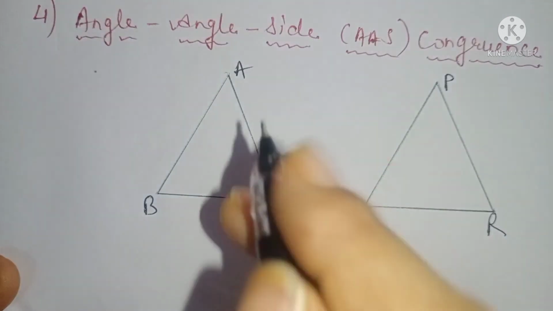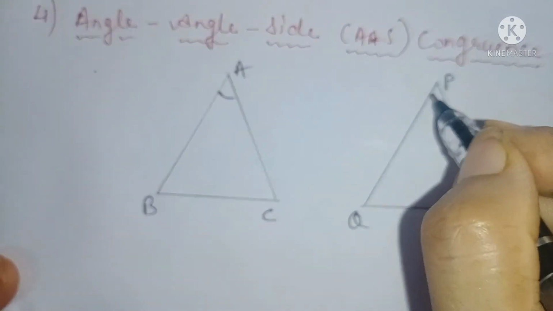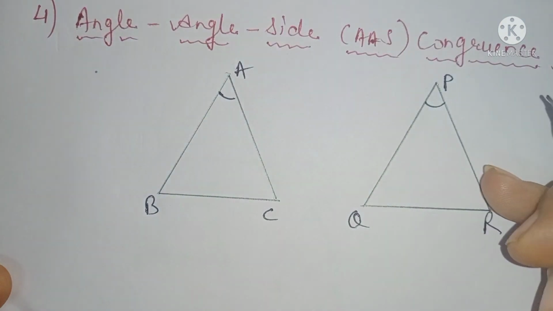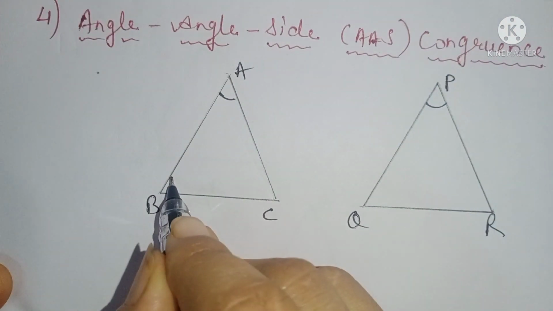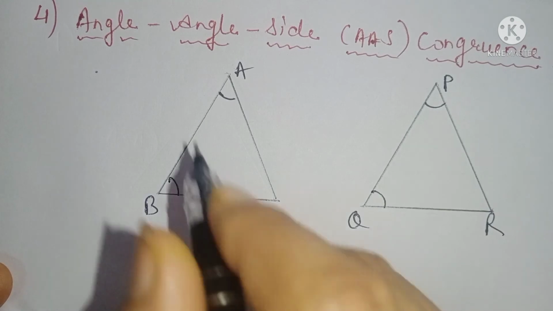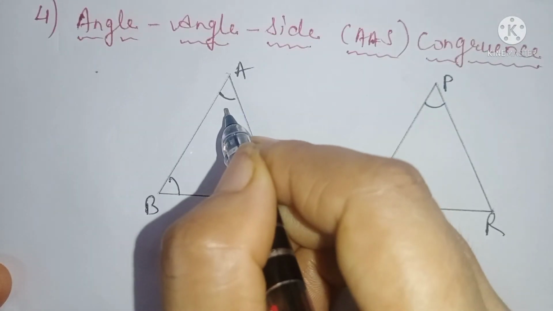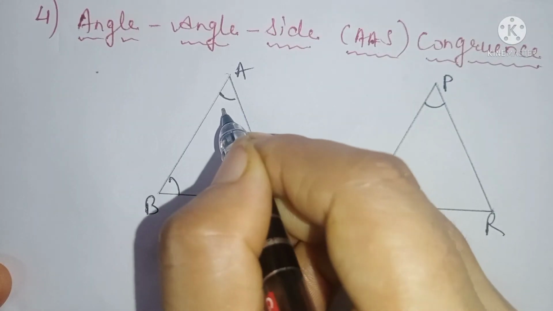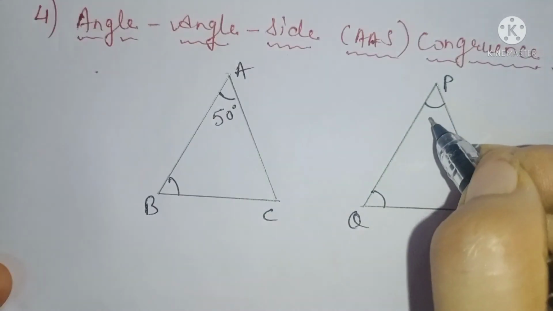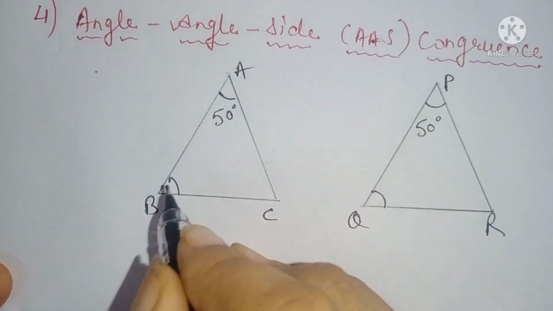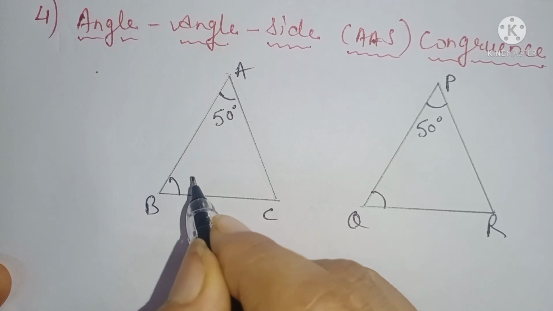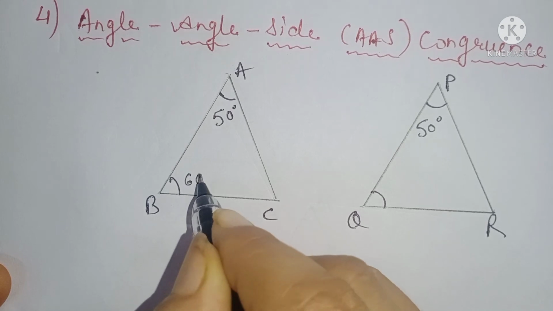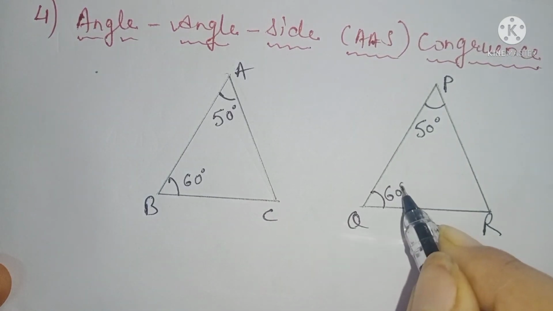This is angle side. Now suppose it is given to you that angle A is equal to angle P, it is given, angle B is equal to angle Q. Suppose angle A is equal to, say, 50 degrees and P is also 50 degrees. Suppose angle B is given to you as 60 degrees and Q is also 60 degrees.